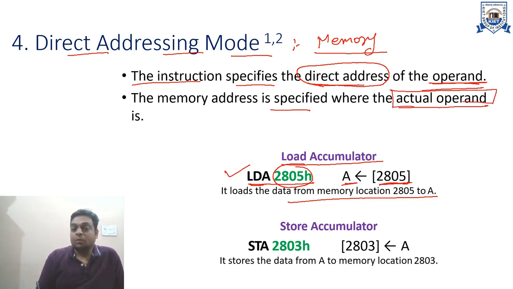Now, another case is STA 2803H, store accumulator. In this case, the content of the accumulator will be stored at the specified location directly. Here the specified location is 2803, so the content of A will be stored at 2803. Clear?